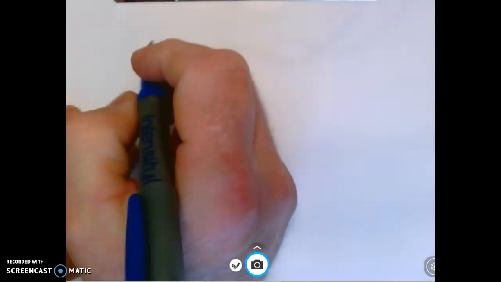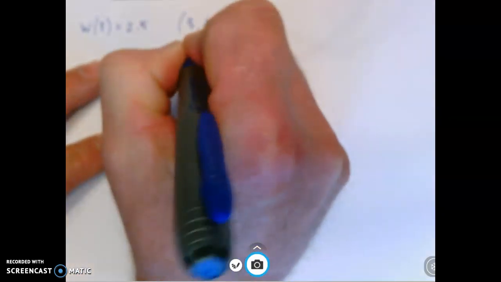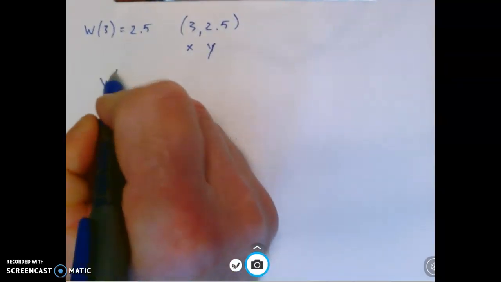So going from here, we know they just told us that W of 3 equals 2.5. So they just told us this, which means they told us this. So there's our x and there's our y. All right. Now we need to know the slope at that. So we're trying to think about what that means, and what that means is we need W prime of 3.